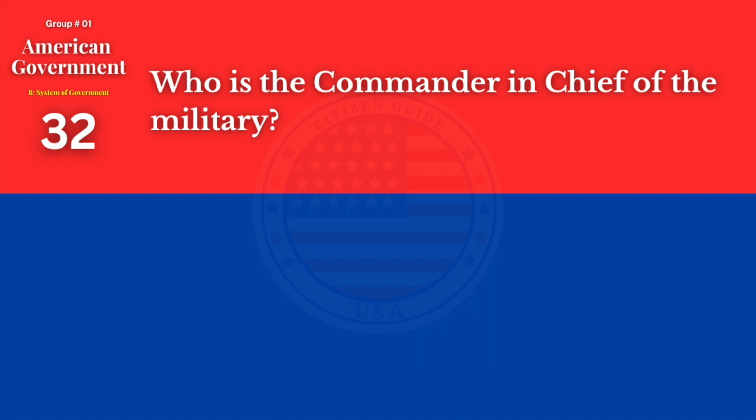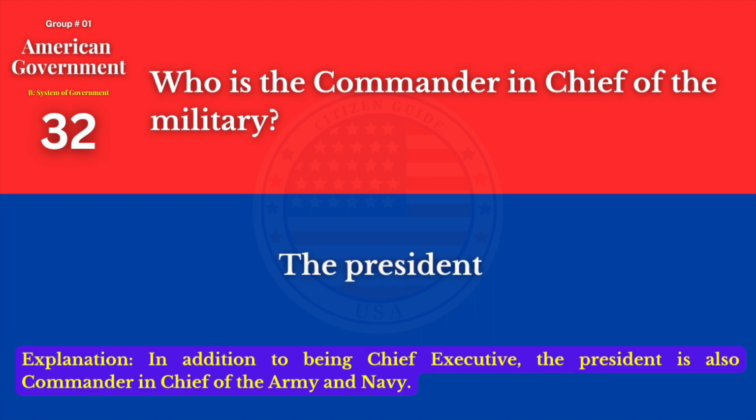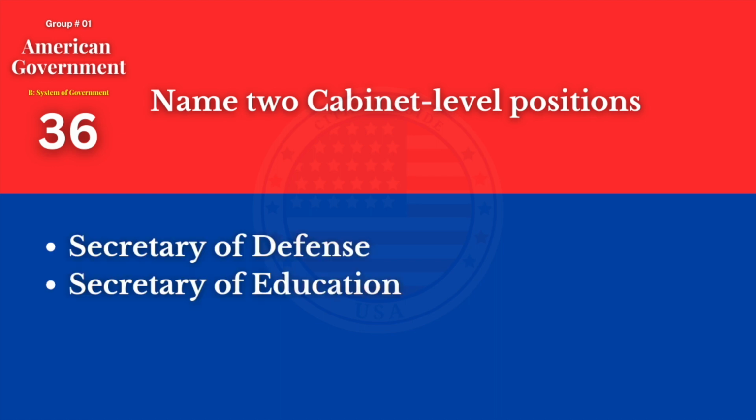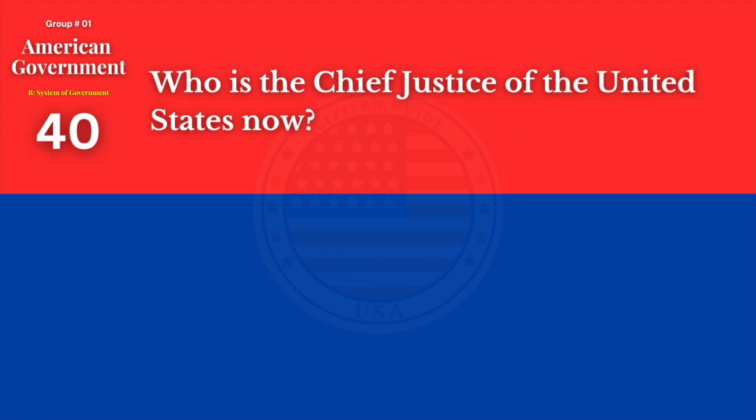Who is the Commander-in-Chief of the military? The President. Name 2 cabinet-level positions. Secretary of Defense. Secretary of Education. Who is the Chief Justice of the United States now? John Roberts.